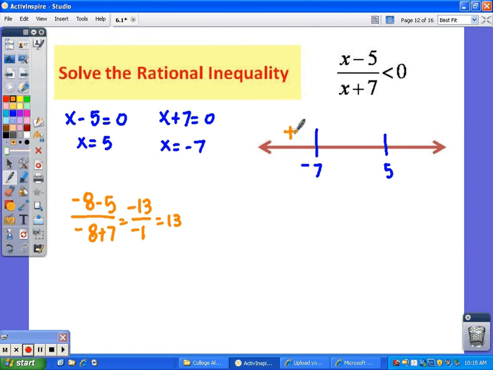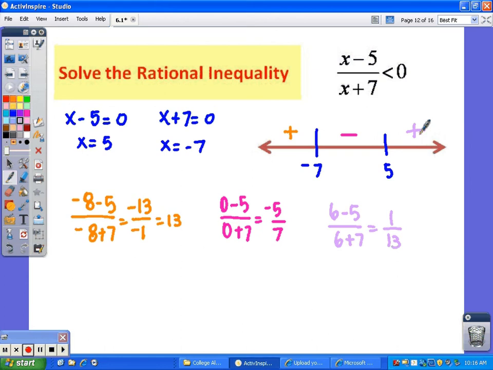Now we're not as concerned about the 13 as we are about the fact that we got a positive answer. For some number in between -7 and 5, I could use 0. If I let x be 0 on top and bottom, I would get -5 over 7. Again, we don't care about the 5 over 7, but we are interested in the fact that it is a negative answer. And then one more, if we let x be some number to the right of 5, which would be 6, we would get 1 over 13, which again is positive.